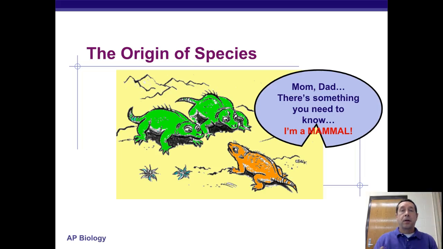All right, in this video, we're going to talk about how some of the processes we've talked about with evolution, how they could lead to the formation of new species. So we're going to talk about how one species may become two or more species, or the process of speciation.